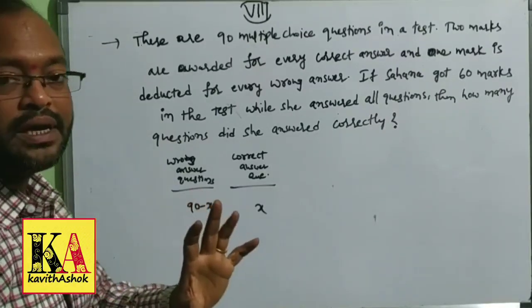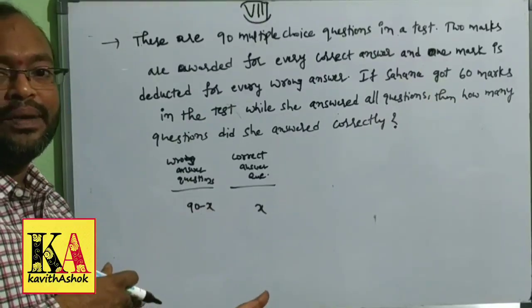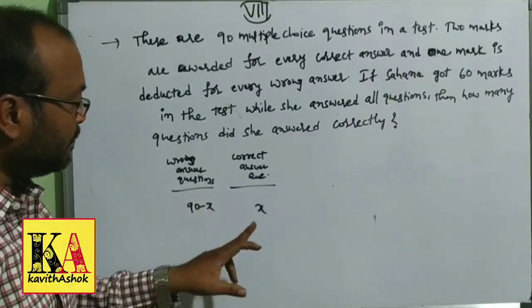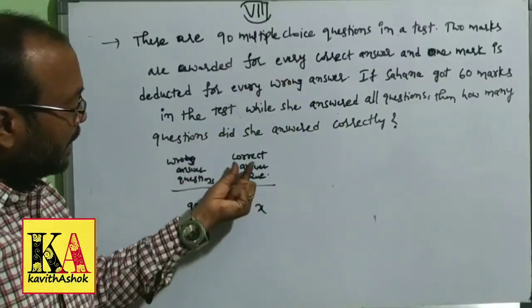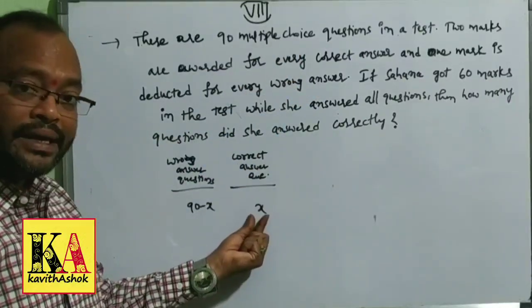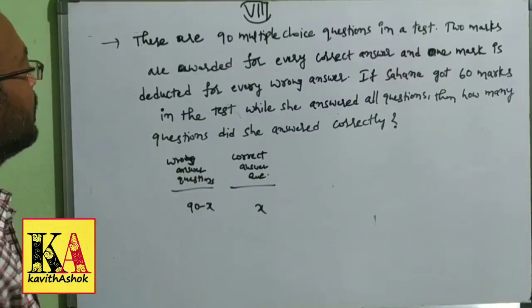If 10 questions are in a question paper, we corrected 5 questions, in the sense automatically remaining 5 will be wrong. It was 10 minus 5. In the same manner, 90 multiple choice questions are there. I am taking correct answer questions will be x, then automatically the wrong answer question will be 90 minus x.